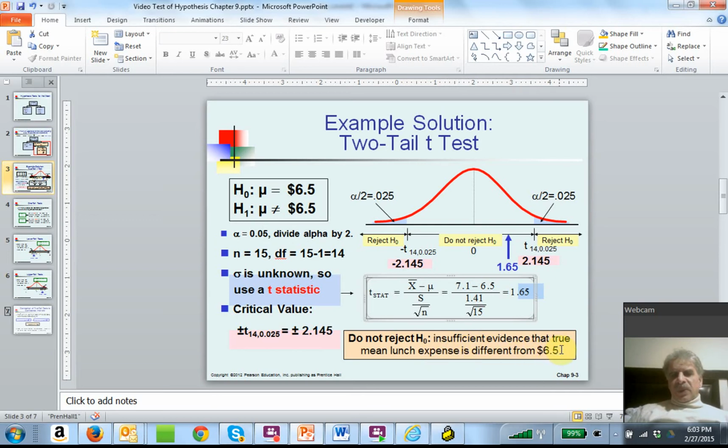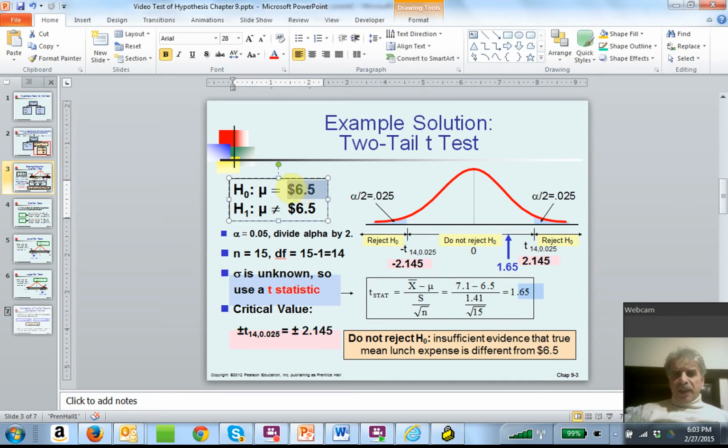So statistically speaking, the value we got for our sample mean, which is 7.1, was not really far from what we are testing for, which is 6.5. So we say we couldn't find enough evidence to determine that the population mean is different from 6.5 based on this sample.